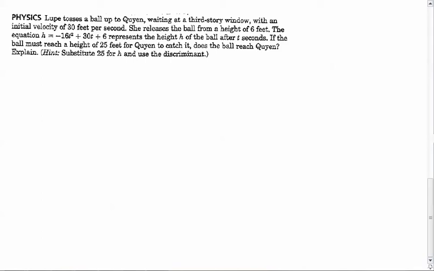So here we go. We've got Lupe. I have no idea how to pronounce either of these names, so I'm just going to pretend. Lupe tosses a ball up to, yeah, I'm not even going to try that. We're just going to call him Q.